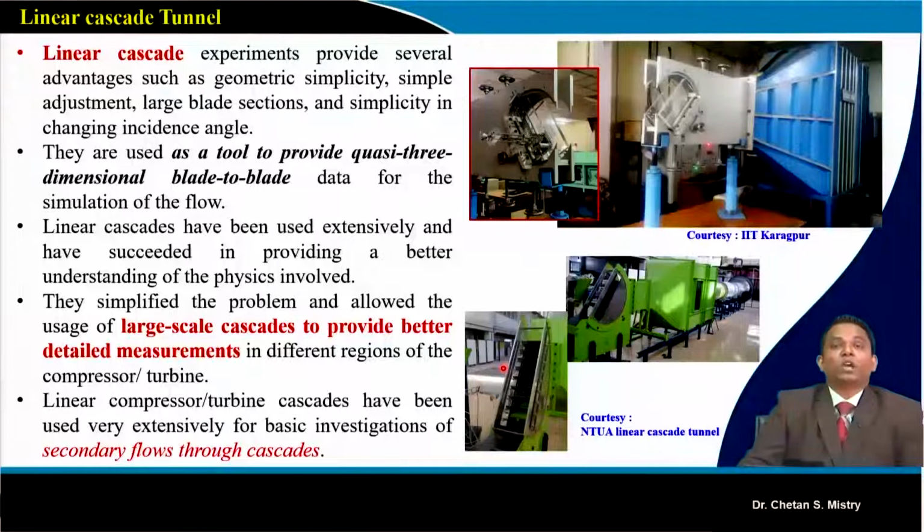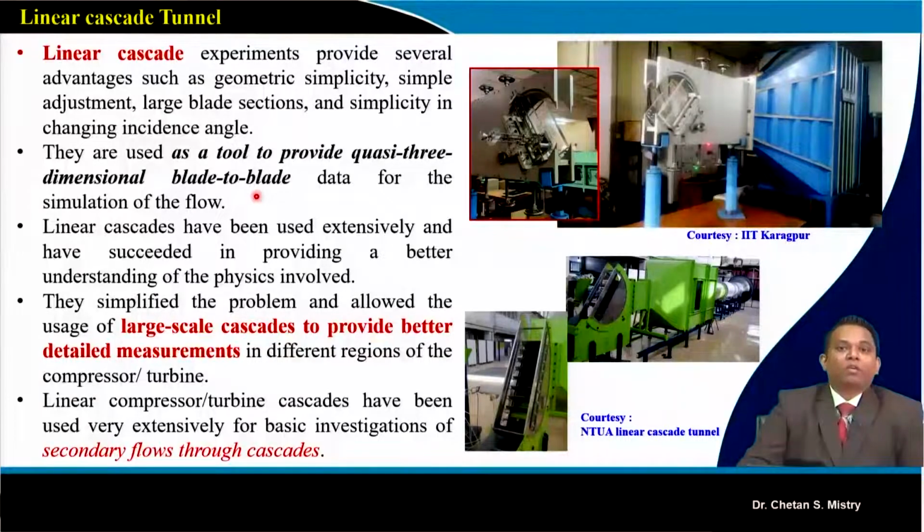Now, as we have discussed, on the suction surface of my compressor blade all three flow phenomena are happening: laminar flow, transition flow and turbulent flow. In order to have a systematic study of where exactly the transition is happening and how the flow behaves on the suction surface, you can imagine the blade size required will be larger. Then only can we go with detailed measurement of each phenomenon happening on the surface. So by using this linear cascade, we can provide quasi three-dimensional blade to blade data.